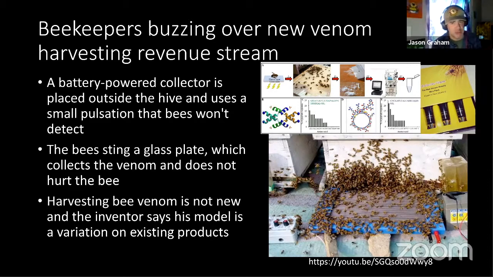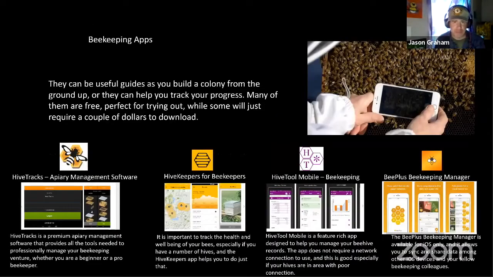So beekeepers can harvest bee venom using this glass plate. They have a battery-powered collector that has a small pulsation. As the bees sting that glass plate, it doesn't hurt the bee because they're not losing their stinger, but the venom is actually able to be collected. This is being tested in a variety of different ways.